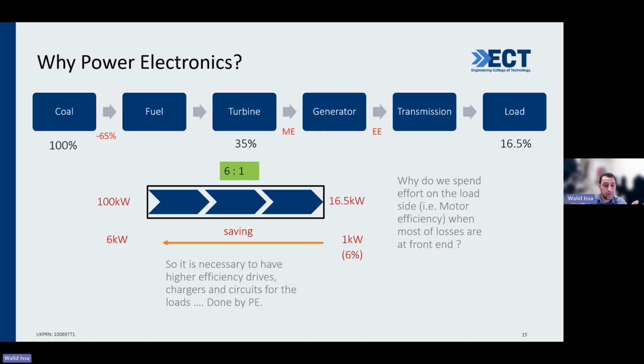When you do 1 kilowatt saving here, it's still just 1 kilowatt saving. But here, when you do 1 kilowatt saving, it will be reflected back as 6 kilowatt saving. That means I will use less fossil fuel, make a more efficient system, and extend its lifetime. So that's why it's very necessary to work on the drivers, chargers, and power converter efficiencies, and that's done by power electronics engineers.